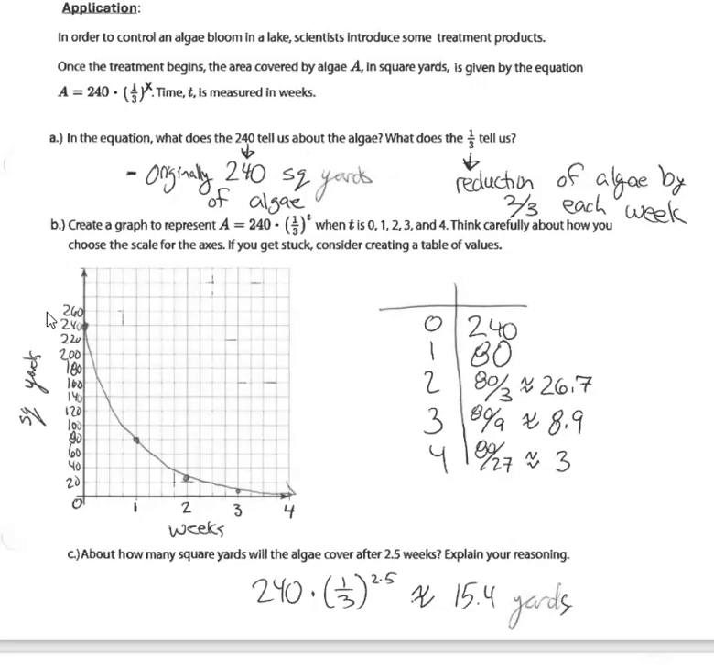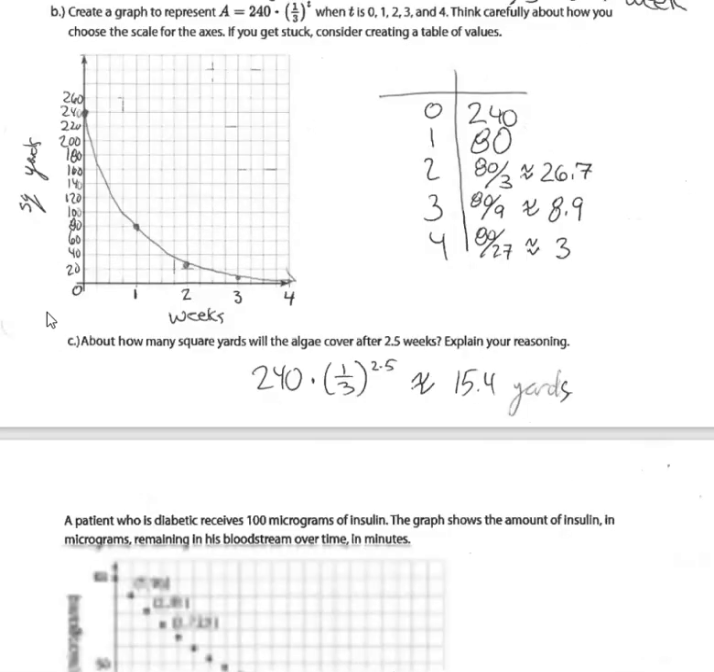The bottom, which I do not believe actually showed up on the notes for the students, says about how many square yards of algae will there be at 2.5 weeks. We can either substitute that into our equation, or we can just look at the graph. You get a much more accurate answer if you substitute into the equation.